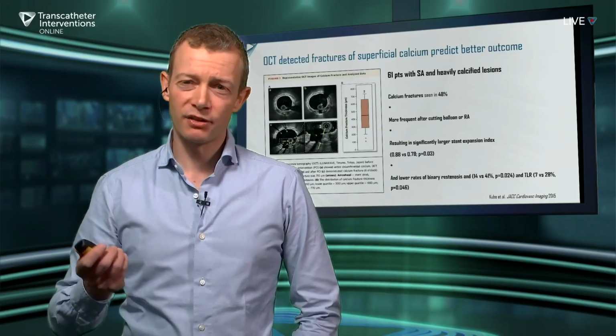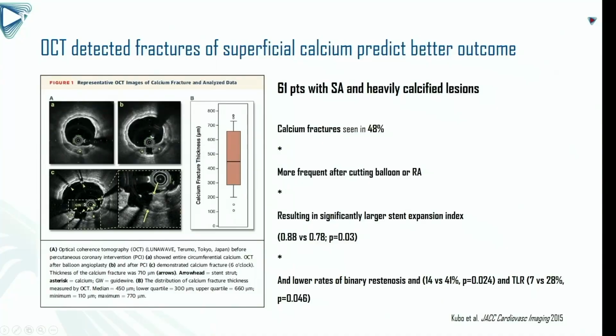And at the end, what is very important is that you use imaging to see if you created fractures in calcium with either type of plaque modification technique. In this study, 61 patients with severe calcification, cracks were found in 48% of the cases, were more frequent after cutting balloon or rotational atherectomy, and resulted in significantly larger stent expansion.